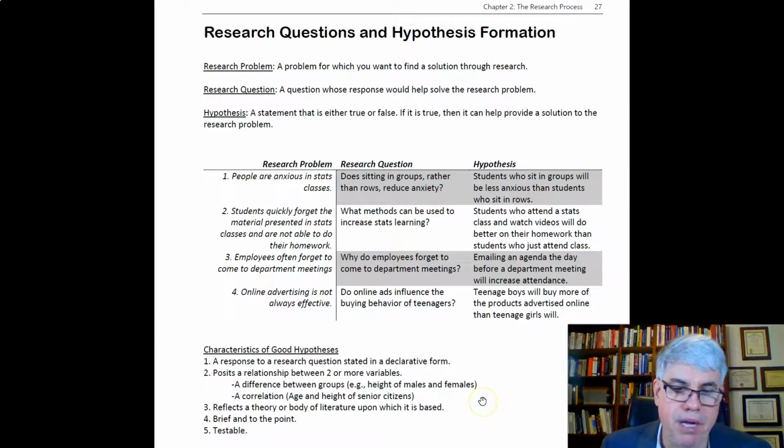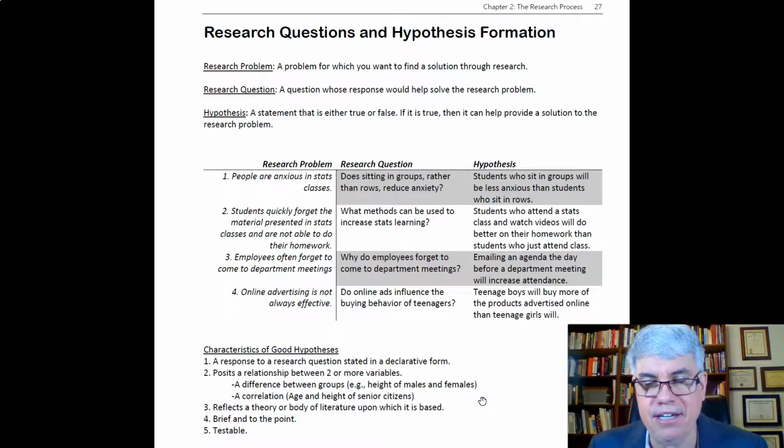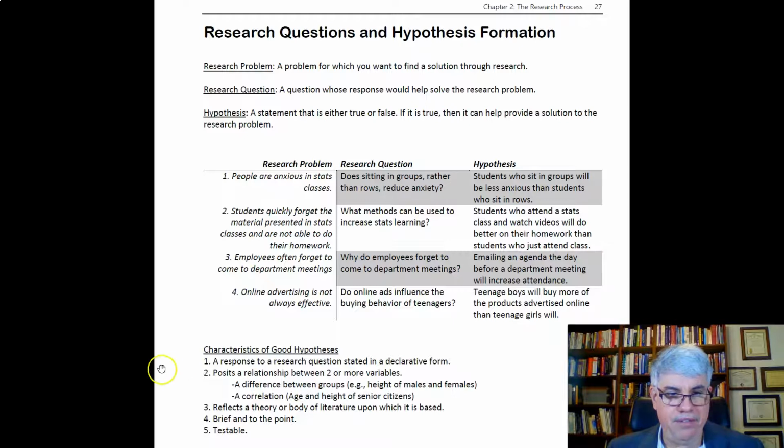Or we could posit a relationship that's a correlation. Like, for example, the age and the height of senior citizens. As people get older, they get shorter. Is that true? We've got 2 variables, age and the height of senior citizens, and we're hypothesizing a negative relationship. The older they get, the shorter they get. So that's the second characteristic of a good hypothesis.